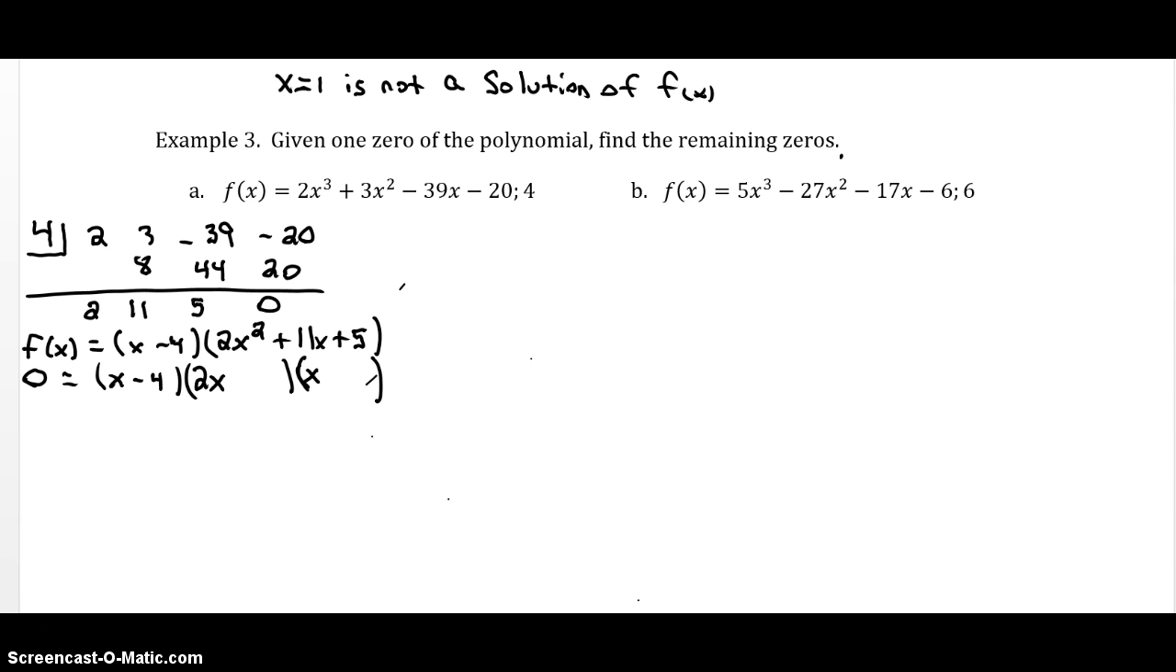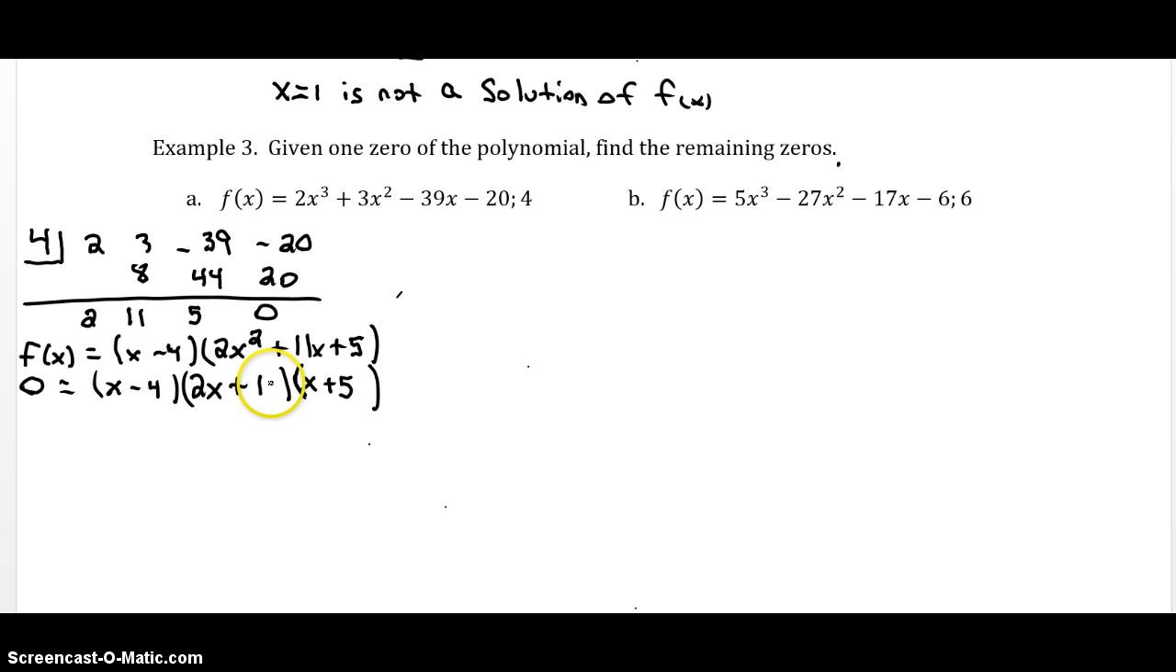Alright, I started it for you. I'm going to pause and I want you to try. Alright, we should have had a plus 1 here and a plus 5 here. We didn't really have a lot of choices. 1 times 5 will give me this 5, and then when I multiply the ends, the 2x times the 5 is 10x. 10x plus that 1x is the 11x.